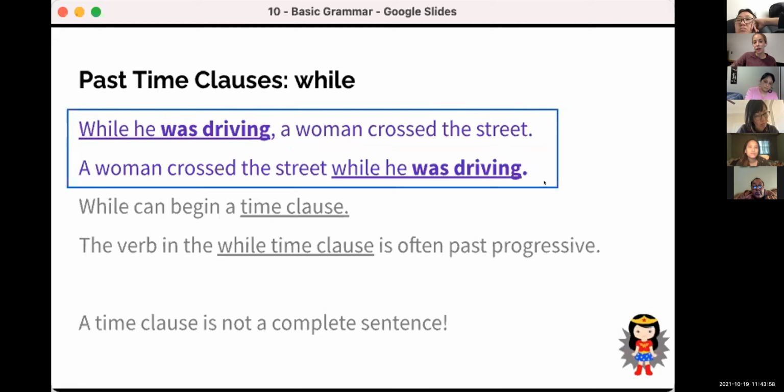These two sentences here have the same meaning. While he was driving is the time clause. It can come at the beginning of the sentence or at the end of the sentence with no change in the meaning. But the time clause is not a sentence. A woman crossed the street is a good sentence. We have a subject, verb, and object. While he was driving is not a complete sentence. It's a clause, it's part of a sentence.